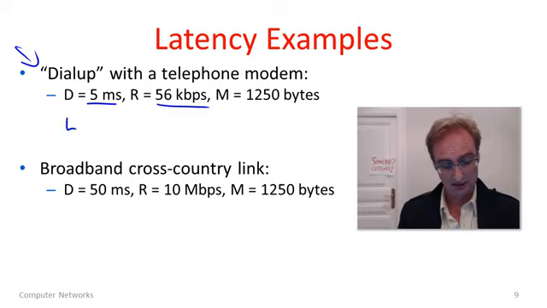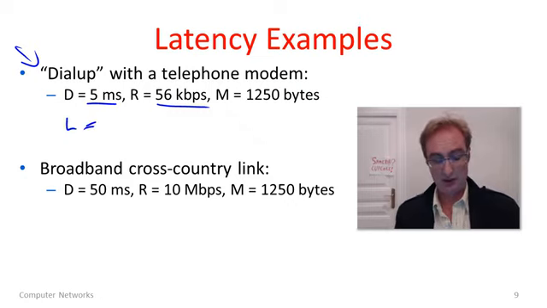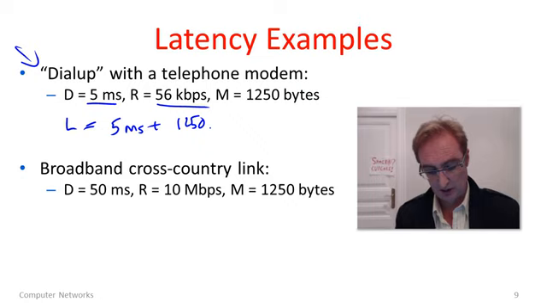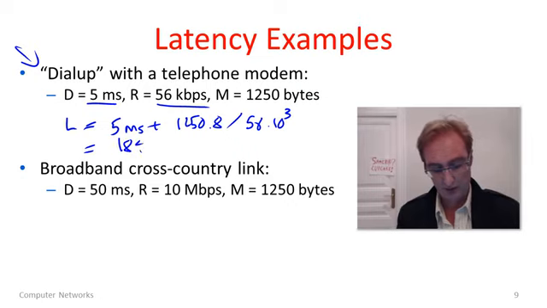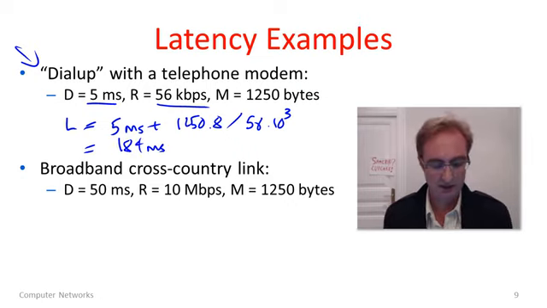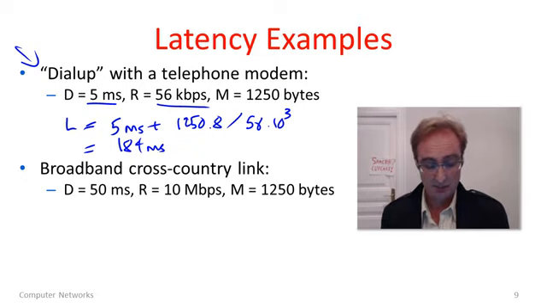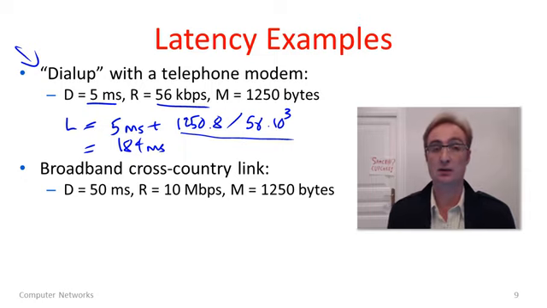So what's the latency going to be? It's going to be equal to m divided by r plus d. First of all, I'll do the plus d because that's easy. We've got 5 milliseconds plus m divided by r. I've got 1250 bytes. I'm going to multiply by 8 to get that to bits, and I'm going to divide by 56 times 10 to the 3 bits per second. And what's that equal to? If you do the math, you should find that it's about 184 milliseconds. Wow, well that's interesting, and it's interesting because the delay d is not a dominant term. In fact, it's this last part here which contributes greatly to the message latency.